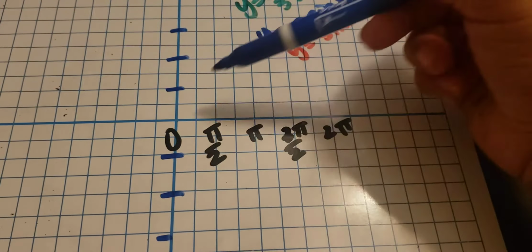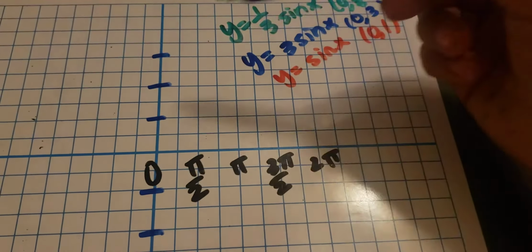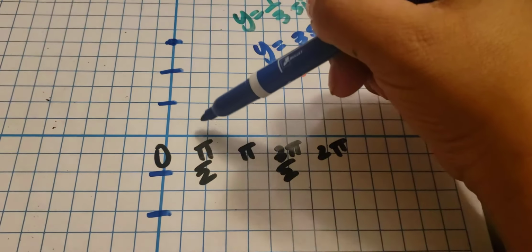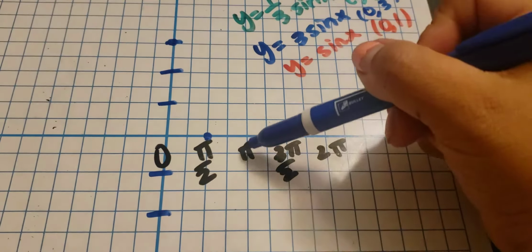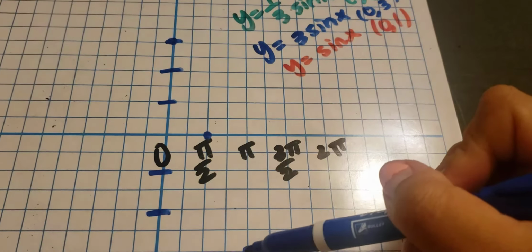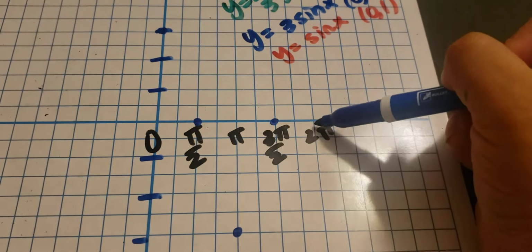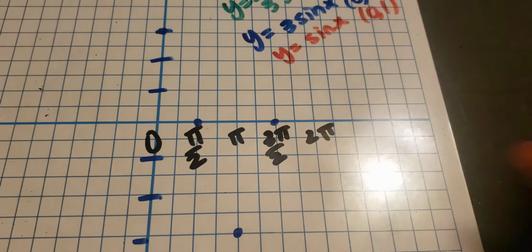Here we go. The blue one, 3 sine of x. Our first point starts at 0, 3. Then we're going to plot our root, and then our minimum, and it's going to go all the way down here. Then we go up to our root, and then we plot our maximum, which now I'm kind of going into this, and that's okay.